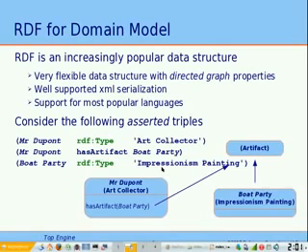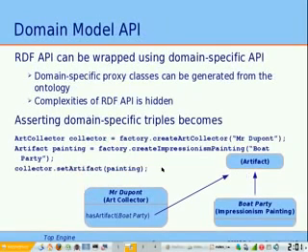Now, we can access the RDF API directly to assert and navigate through the graph. However, this gets really complicated when there's a large graph with many classes and properties. It's preferable to have proxy classes specific to the domain model that access the graph. These proxy classes can actually be generated from the ontology in the programming language of choice. That would be either Java or Python or any other programming language.